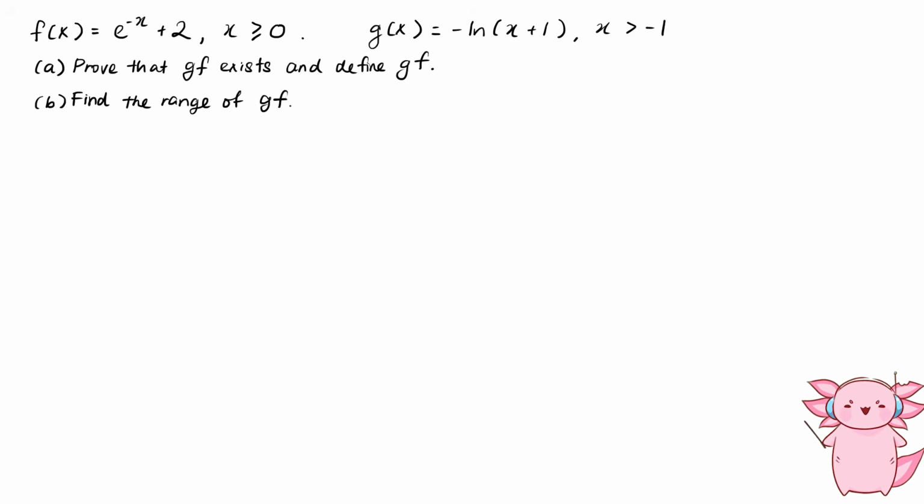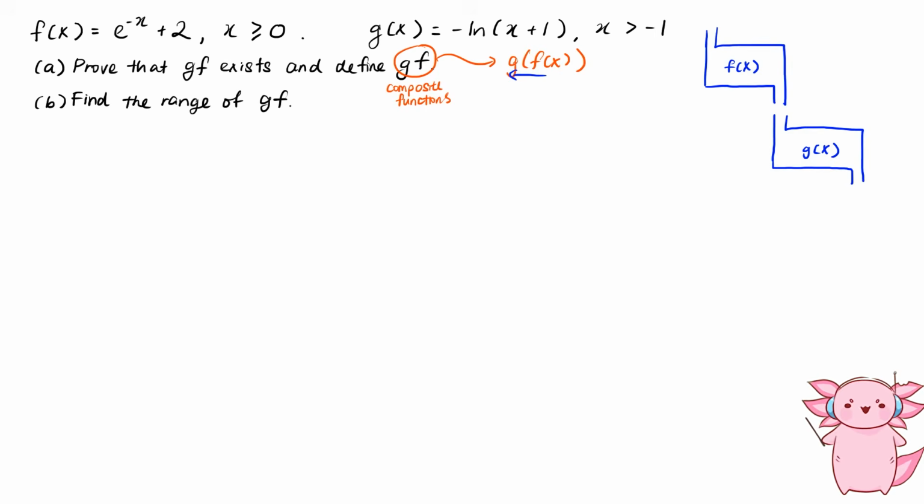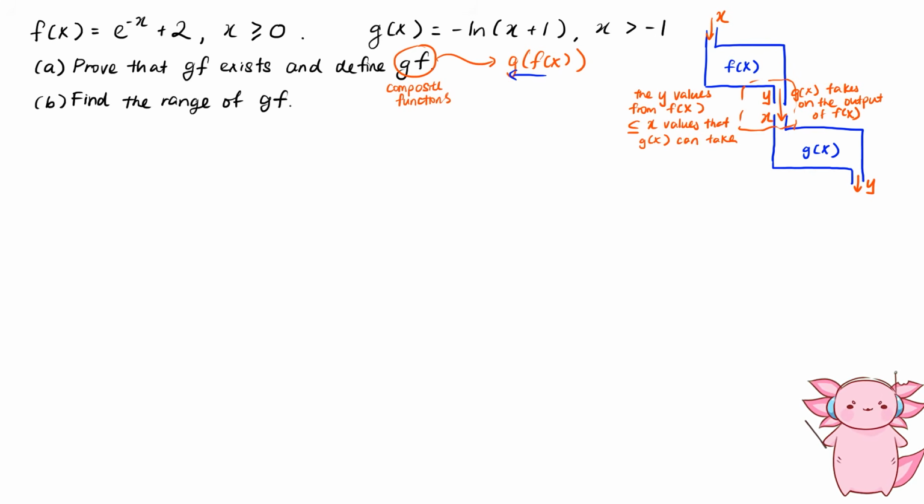Now, introducing the idea of composite functions, where in this case we have the composite function of g of f of x. So drawing out a simple diagram, g of x has to take on whatever values come out of f of x. For a function, what goes into the x value comes out the y value. So in order for gf to exist, looking at this over here, the y values that come out of f of x have to be a subset of the x values that g of x can receive. So we can say that the range of f has to be a subset of the domain of g.